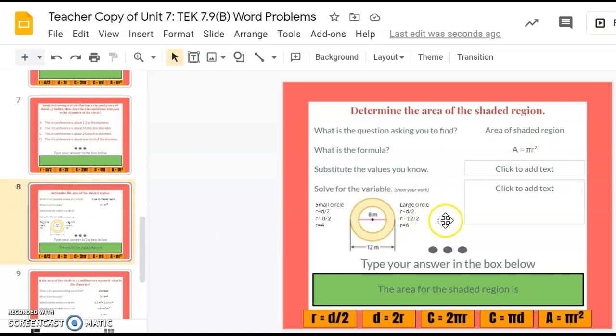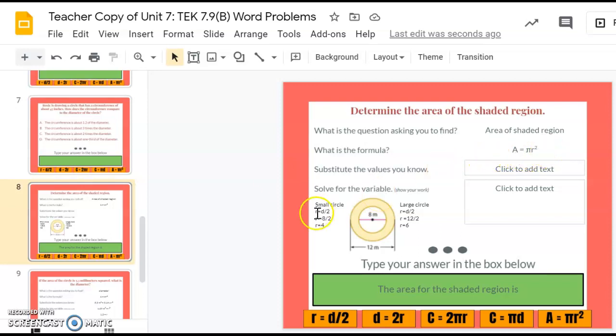I don't want to hear, I don't know. I don't want IDK typed anywhere on here. You have references from this lesson, from last lesson, from all week long. We've been doing circumference and area. So you have references. You have places to go. You need to take the time to go back to those places and look if you're unsure.